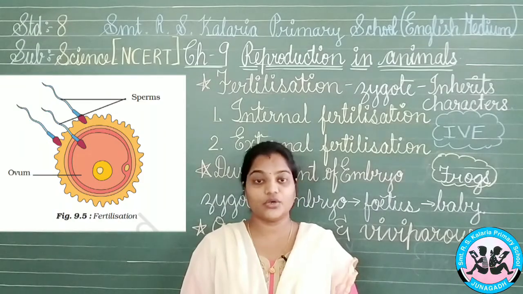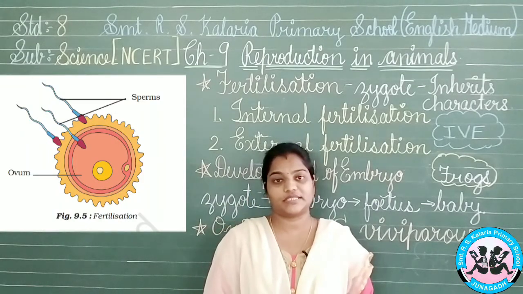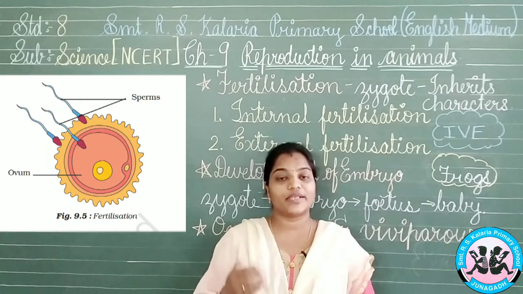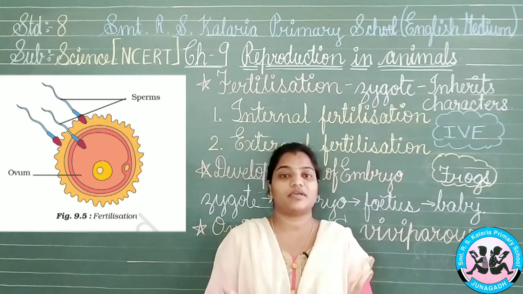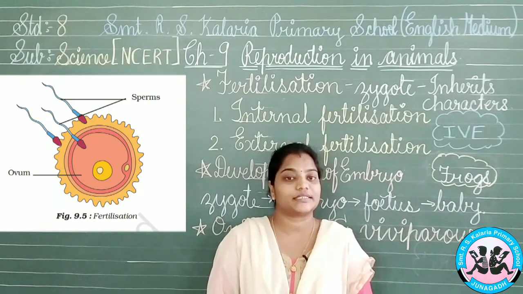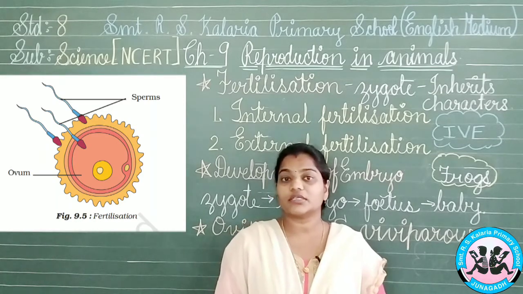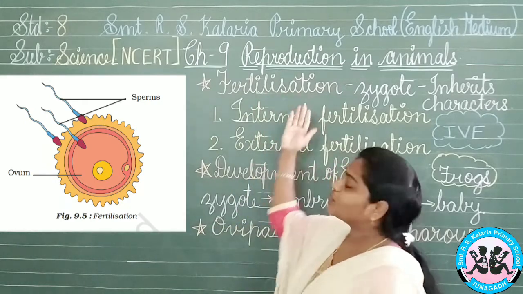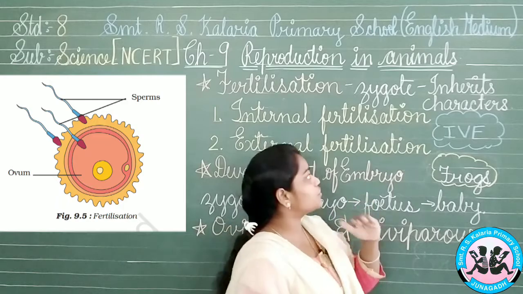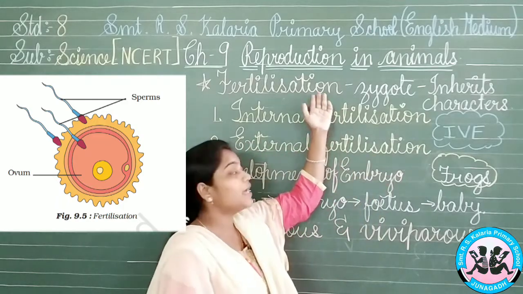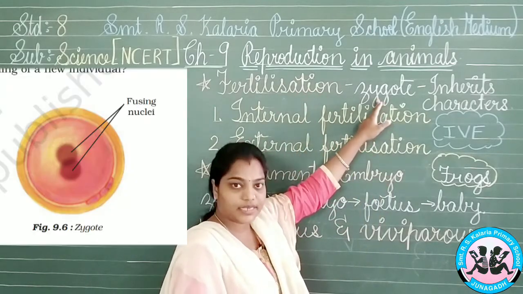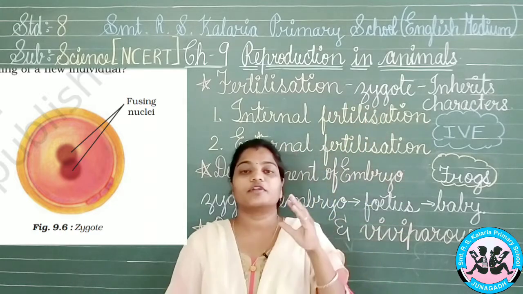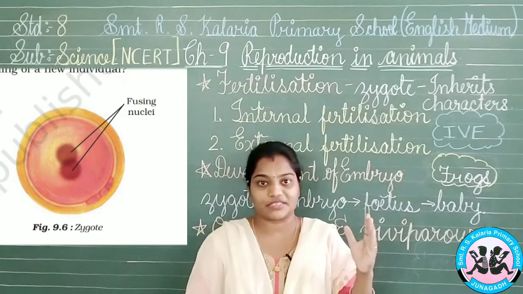Now, let's have a look at the fertilization process. The first step is that when the sperm and the egg fuse, it is known as fertilization. Fertilization means when the sperm and the egg are fused together. As a result, we get the zygote. The zygote is what is going to transform from a single cell into the baby structure.